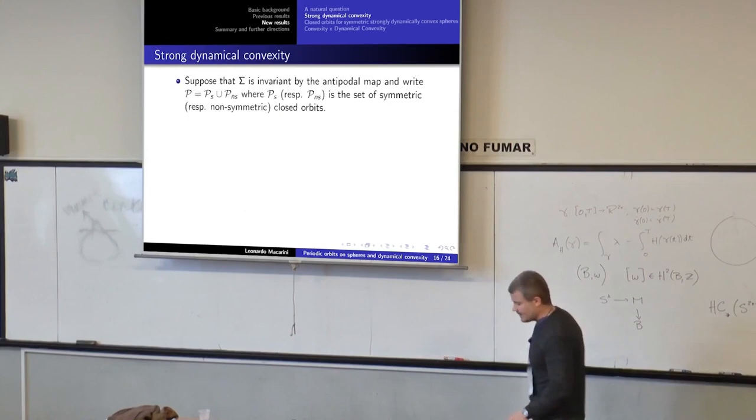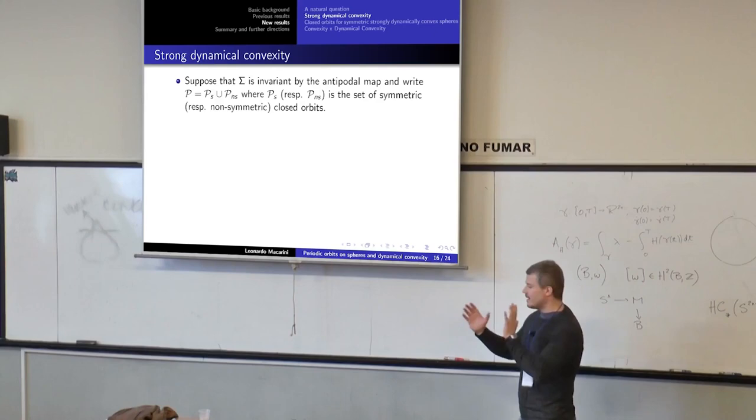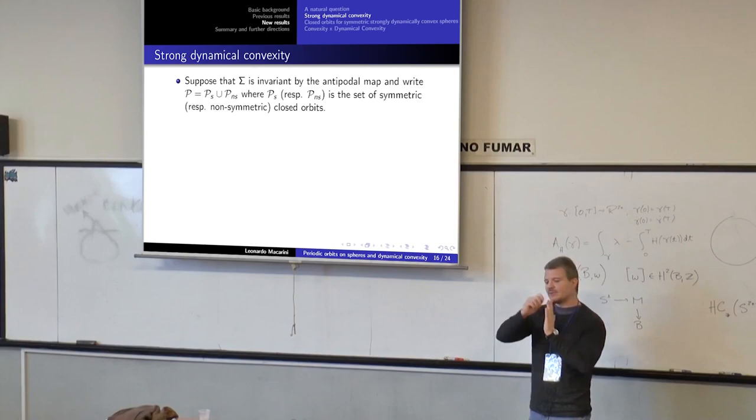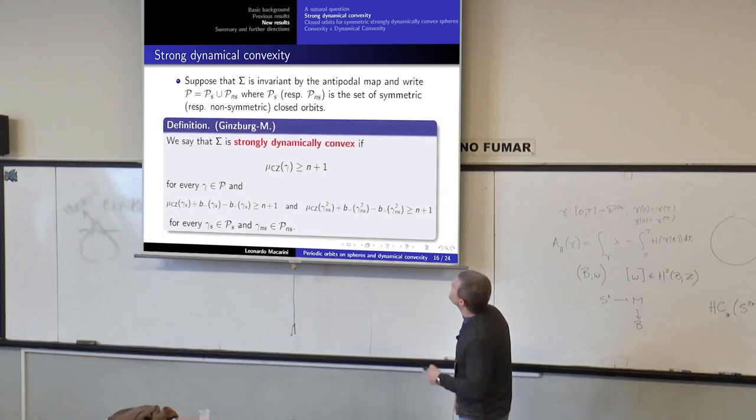So now, what is strong dynamical convexity? Suppose that sigma is invariant by the antipodal map. Then you write the set of simple periodic orbits as the disjoint union of the symmetric orbits and non-symmetric orbits. Symmetric means that the image of the orbit by the antipodal map is the orbit itself, and non-symmetric if the image is not the orbit. And then we have this definition.